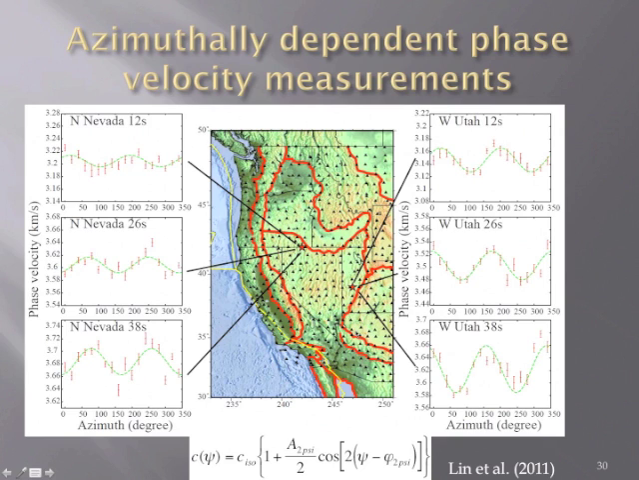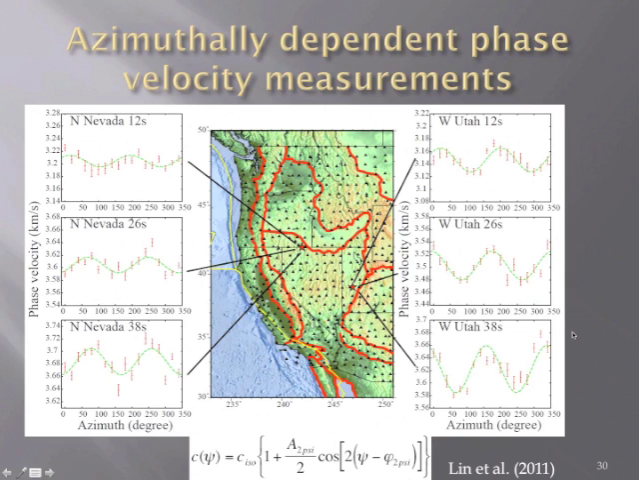By looking at this type of measurement, we can determine both isotropic structure, which is the mean of this sine function. We can also determine the azimuthal anisotropy parameter, where the amplitude of this sine function gives us the strength of anisotropy. Also, the peak of this sine function tells us the fast direction. So we can do this for different periods and at different locations.